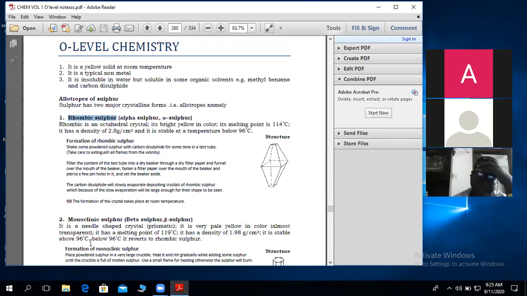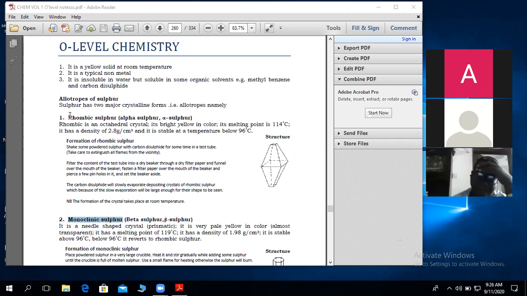Now, from 96, it means monoclinic sulfur, for it exists above 96. So monoclinic sulfur is stable above 96 degrees centigrade. So what does that mean? 96 degrees centigrade is the transition temperature. From 96 going up, the allotrope of sulfur changes. If you have been having rhombic sulfur, after 96 degrees centigrade going up, it changes to monoclinic sulfur. I hope that point is noted.